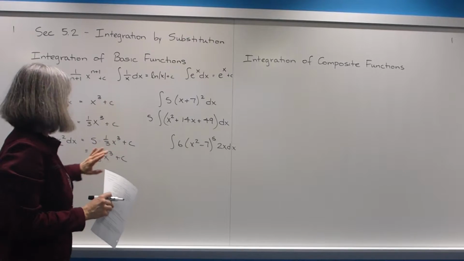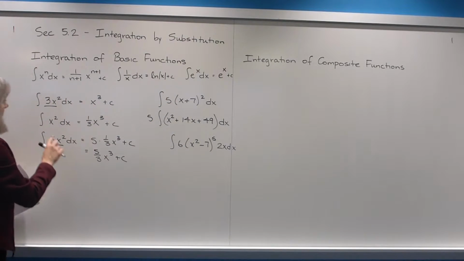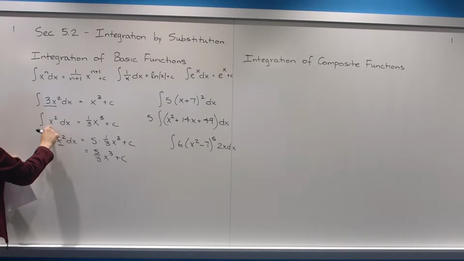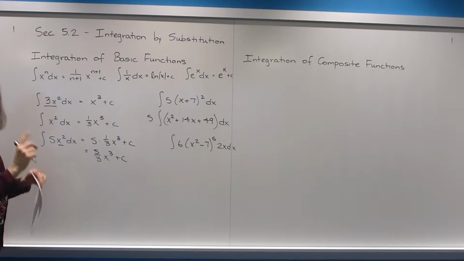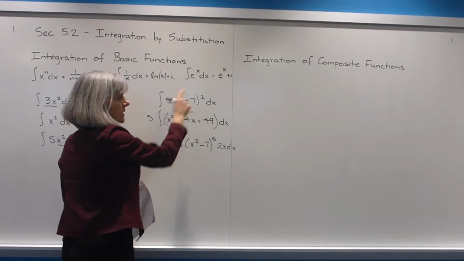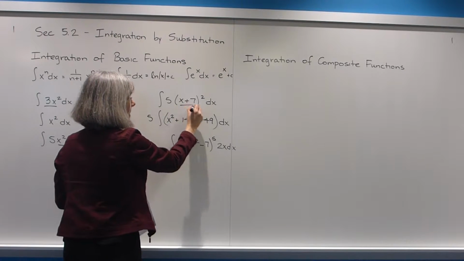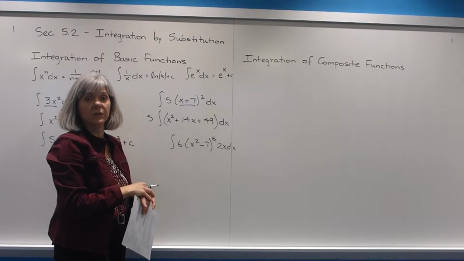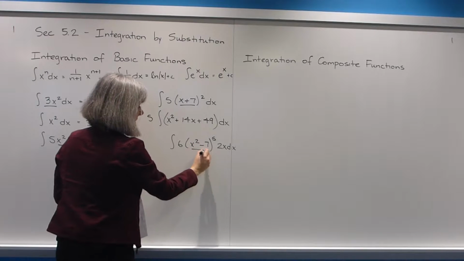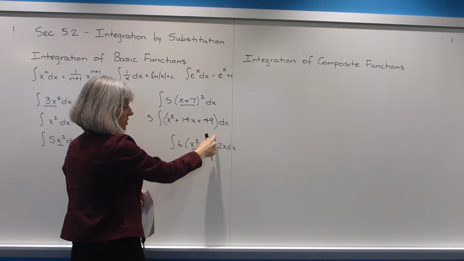So let's look at the difference between what's on this side and this side. This one had x squared, just the x was squared. This one has x plus 7 quantity squared. So I can't work with it as it stands because this is not a plain x. It's a composite function. Same thing down here. This is not a plain x. It's a composite function, this function to the 5th.